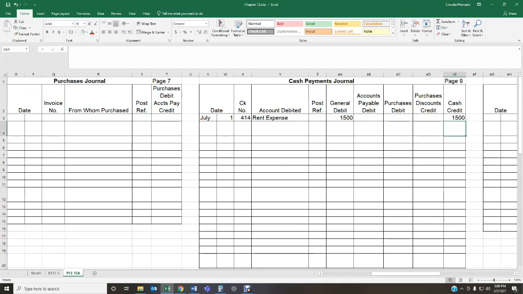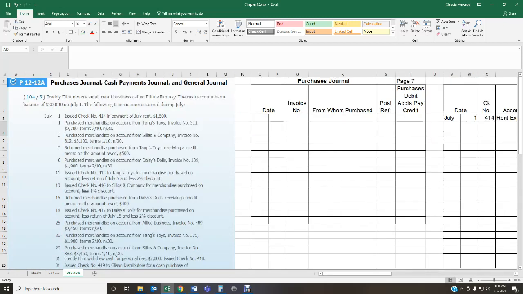So next transaction. We purchased merchandise on account from Tank's Toys. Invoice number 311, $2,700. Terms 2/10, net 30. So what does that mean? That means that if you pay within 10 days, you'll get a 2% discount. If not, everything is due at the end of the month, within 30 days.